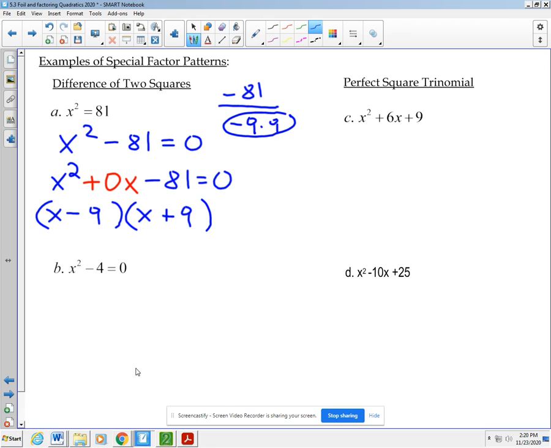Again, if you're not sure if your answer is correct, please feel free to check your work by distributing or FOIL. Pause the video and try example B.